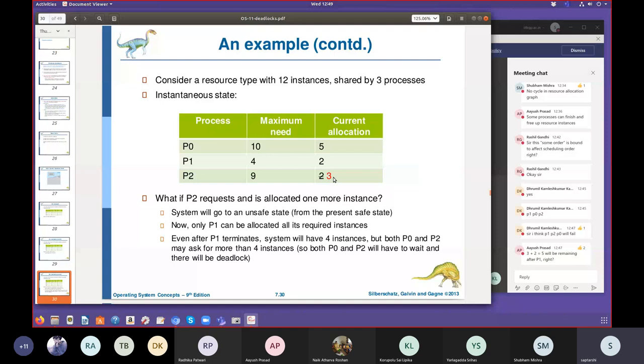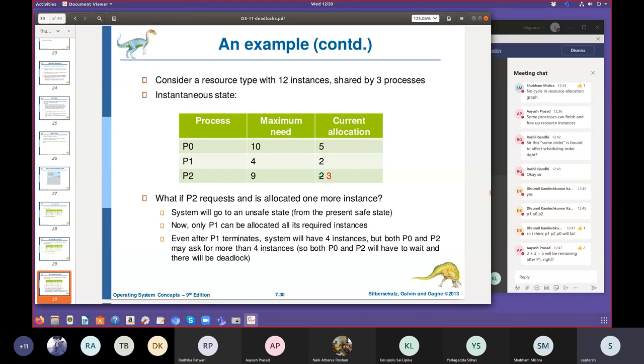Because again, that's the thing. So as we discussed, P1 can still finish, but then that will free up 5 resources, as in the previous slide, when the state was safe. Now if P2 is allocated 1 resource, that means even after P1 ends, we will have only 4 resources. There are 2 which remain and these 2. And that is not sufficient to complete either P0 or P2. So then the system is in an unsafe state.